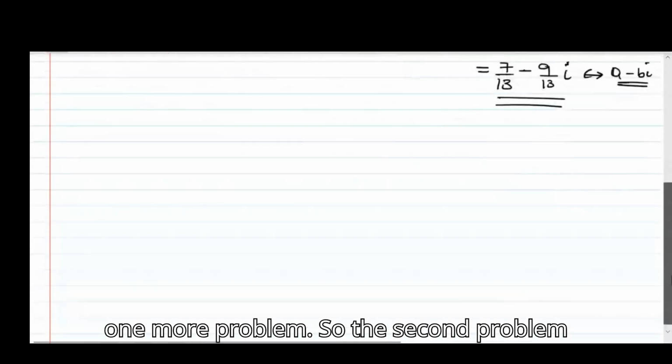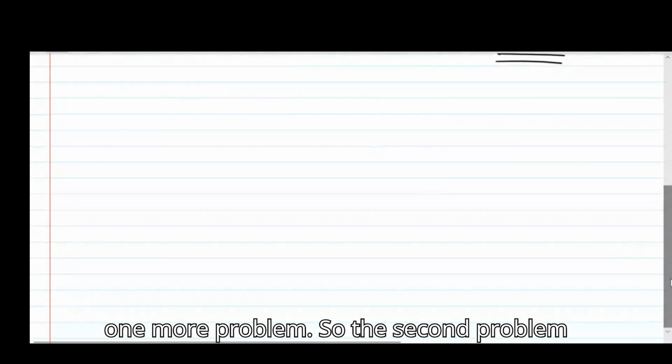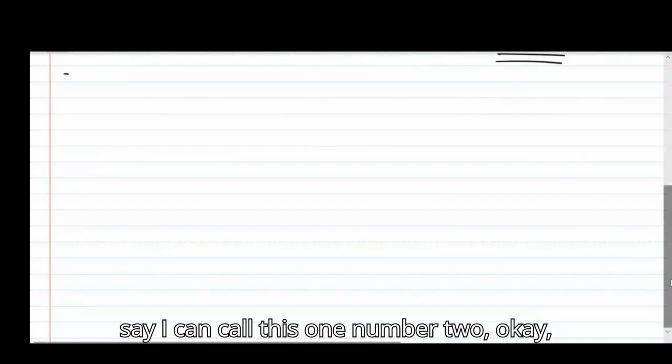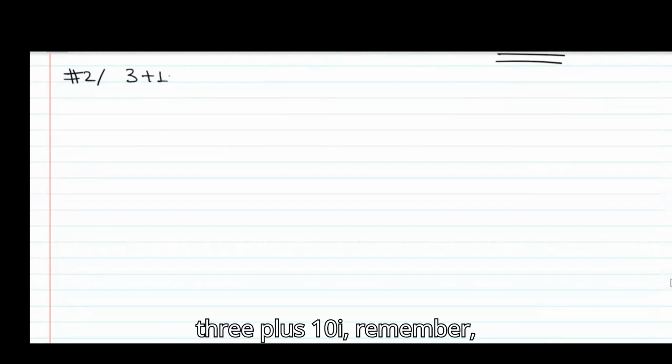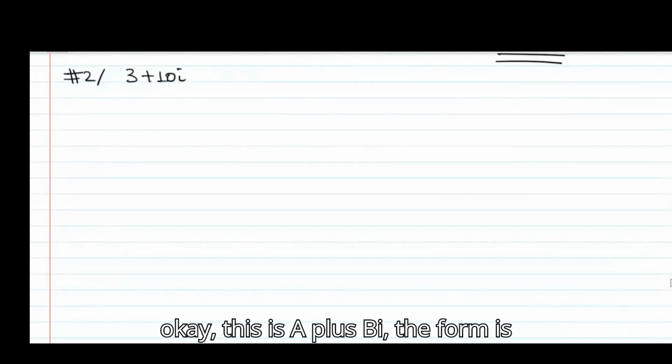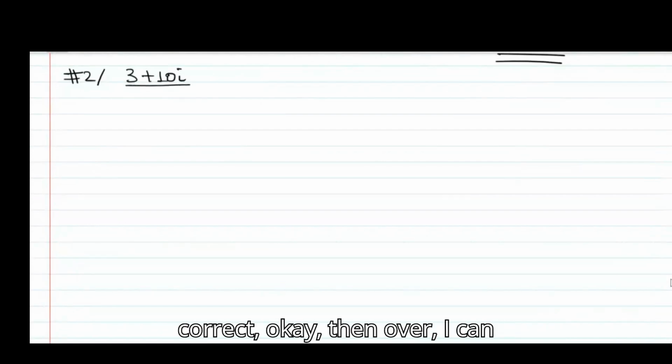Okay, let's do now one more problem. So the second problem could be something like this. Let's say I can call it number 2. So I have 3 plus 10i. Remember, this is a plus bi. The form is correct. Then over, I can have just simply 2i.